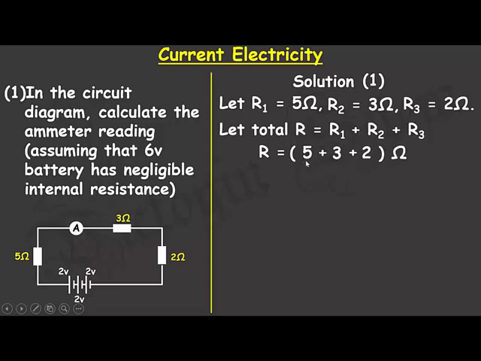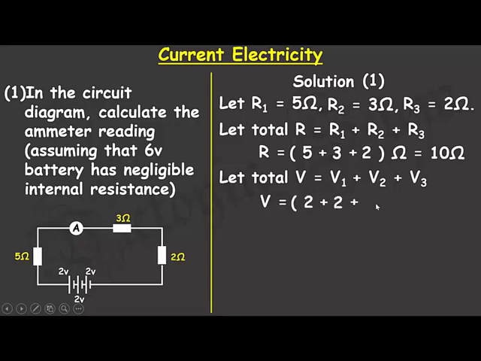Take note, any of these resistance values can be the first or the second or the third, because addition is commutative. Irrespective of their position, provided you are summing up, you arrive at the same answer. So the total resistance of the 3 resistors is 10 ohms. Then the total voltage will be the summation of 2 plus 2 plus 2, so V equals 2 volts plus 2 volts plus 2 volts, which is 6 volts. That's the effective or total voltage, or the potential difference, through this circuit.